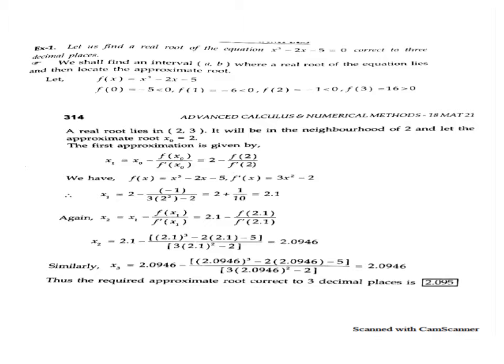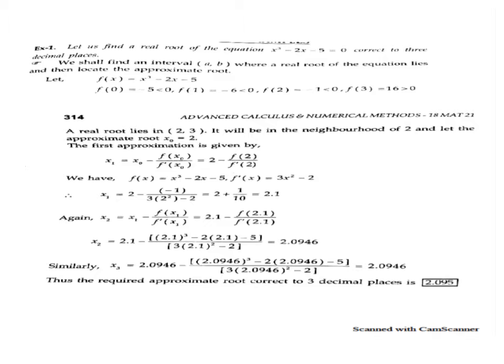So consider the example. To find the real root of the equation x cube minus 2x minus 5 equals 0, correct to 3 decimal places. So here we have to find the interval a and b where the real root of this equation lies. So consider the function f of x is x cube minus 2x minus 5. Now we have to try various values of x. So let x equal 0.